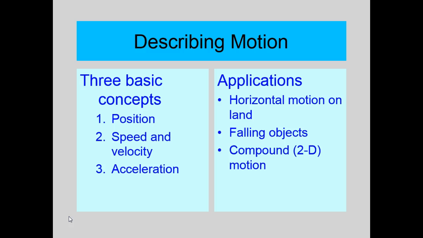For instance, shoot a basketball. Unless you're dunking it, that's two-dimensional motion. You give it a displacement horizontally and a displacement vertically. That's our compound motion. The first lab will deal with describing motion, and it'll be mostly one-dimensional motion. The second lab will be two-dimensional motion.